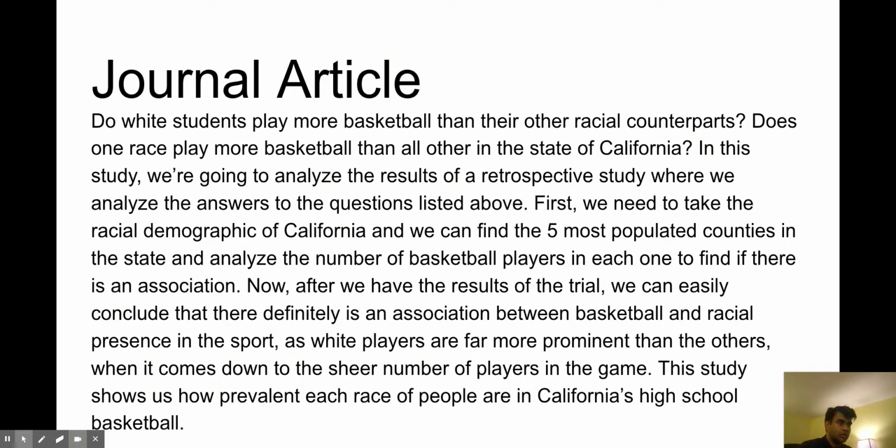Now, after we have the results of the trial, we can easily conclude that there is definitely an association between basketball and racial presence in the sport, as white players are far more prominent than the others when it comes down to the sheer number of players in the game. This study shows us how prevalent each race of people are in California's high school basketball.